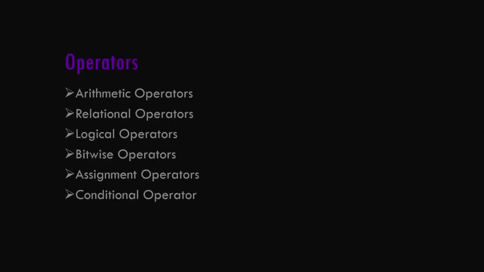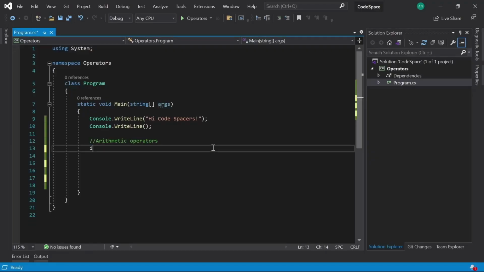In this video, we are going to learn about operators. Operators allow us to perform operations on operands. There are different kinds of operators that help us to perform different kinds of operations. Arithmetic operations are done by arithmetic operators.